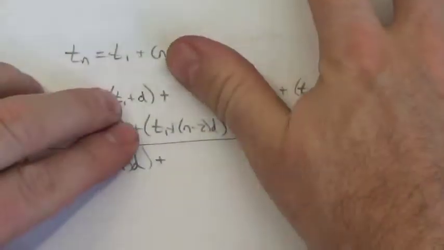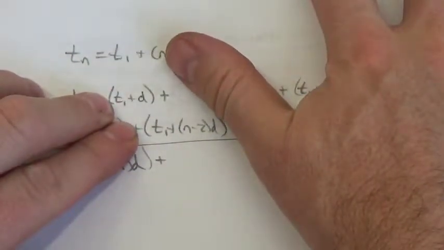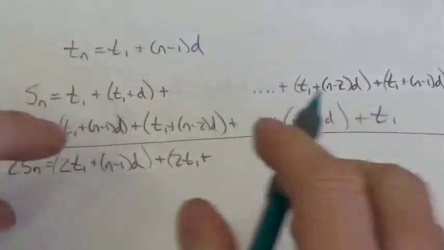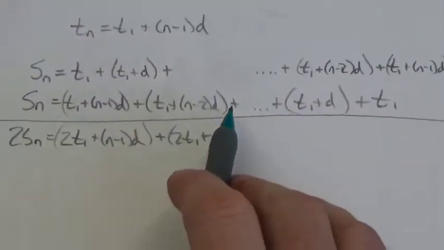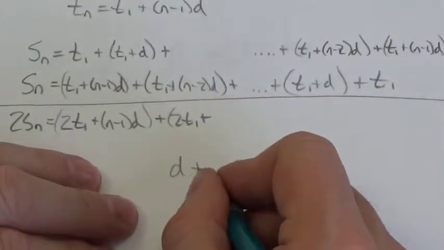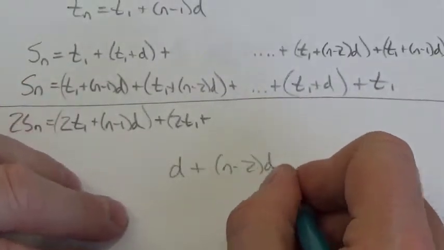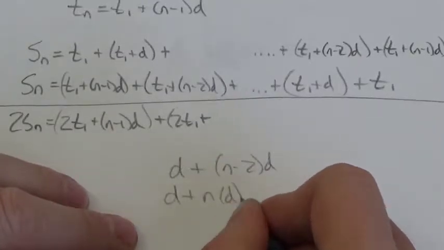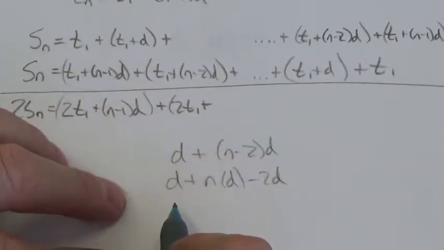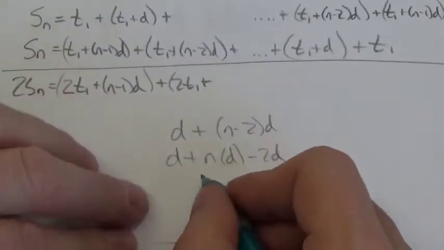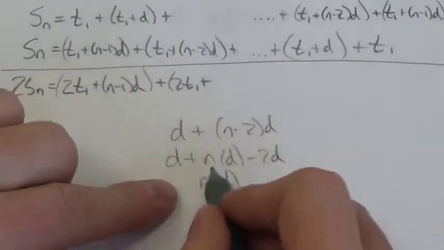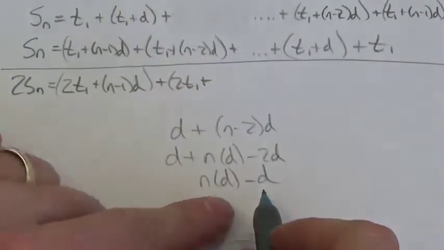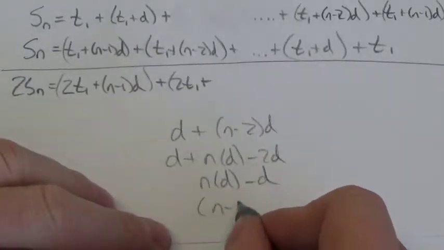Plus, now, watch what happens when I add those together. Again, I'm going to get 2 t1s. Now, this might be confusing, and maybe I'll write it down here, but I'm going to get a d plus n minus 2 times d. Now, I'm just going to clean this up a little bit. That's going to be n times d minus 2 times d. When I put those together, I'm going to get nd, okay, that's this guy right here. D minus 2d is minus d. And if I factor that d out, I get n minus 1 d.